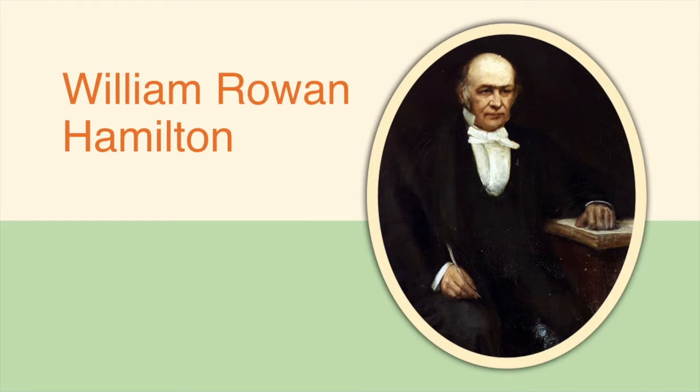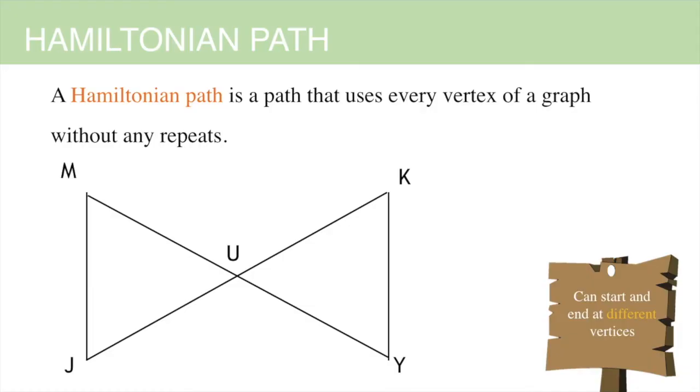William Rowan Hamilton is the one who invented the Hamiltonian path. A Hamiltonian path is a path that uses every vertex of a graph without any repeats. It can start and end at different vertices. The difference between a Hamiltonian path and an Euler path is that the Hamiltonian path uses every vertex of a graph, while an Euler path uses every edge of a graph.